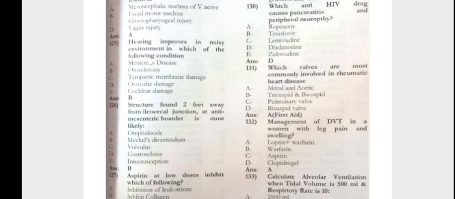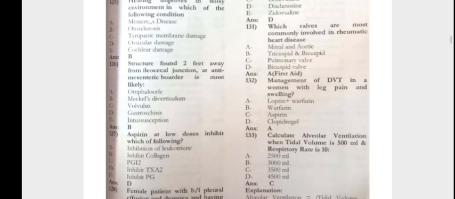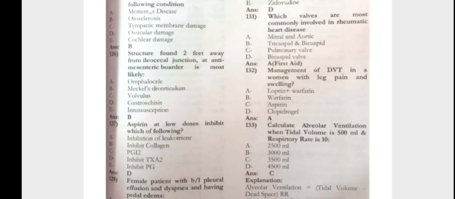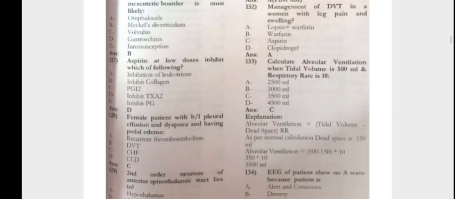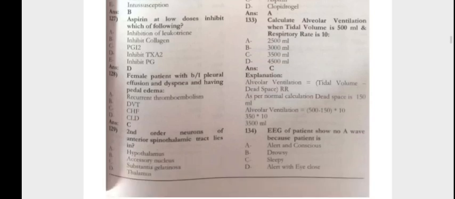Which valves are most commonly involved in rheumatic heart disease? The mitral and the aortic. The management of DVT in a woman with leg pain and swelling is heparin and warfarin. Calculate alveolar ventilation when the tidal volume is 500 and respiratory rate is 10, that is 3500.